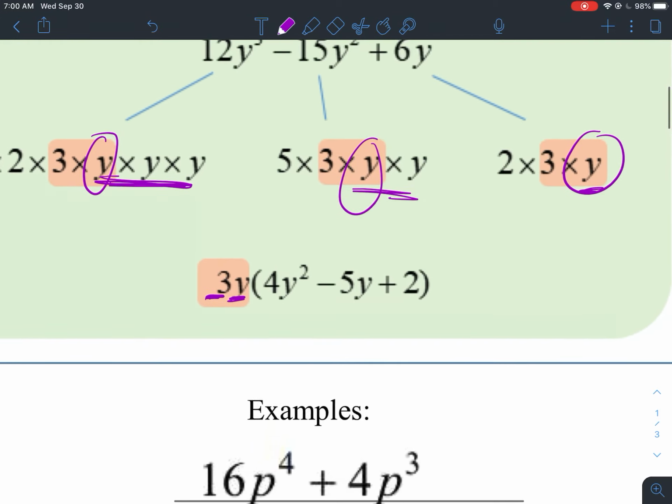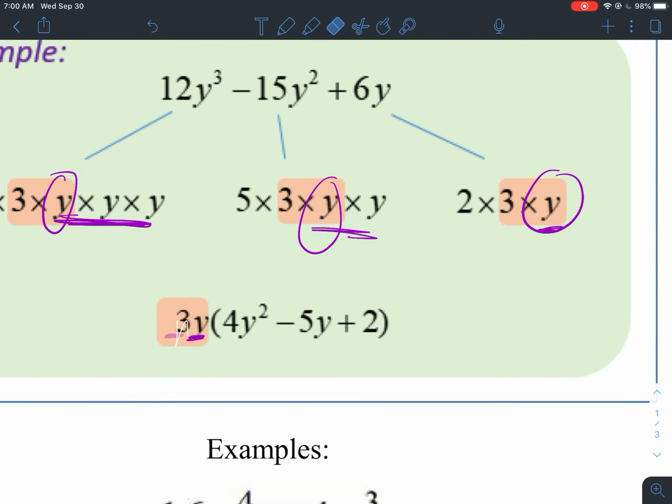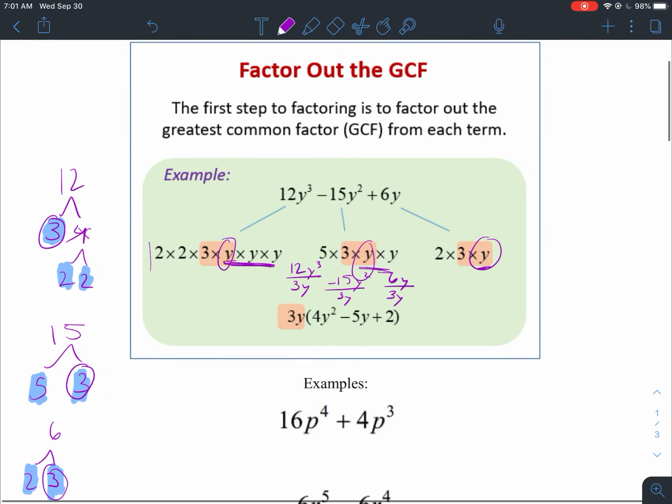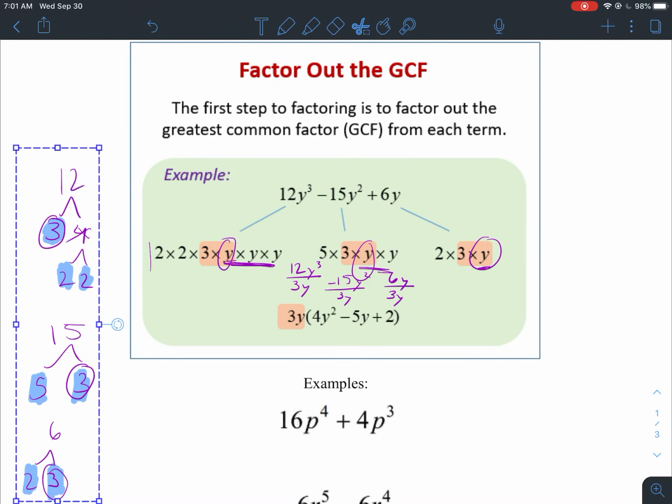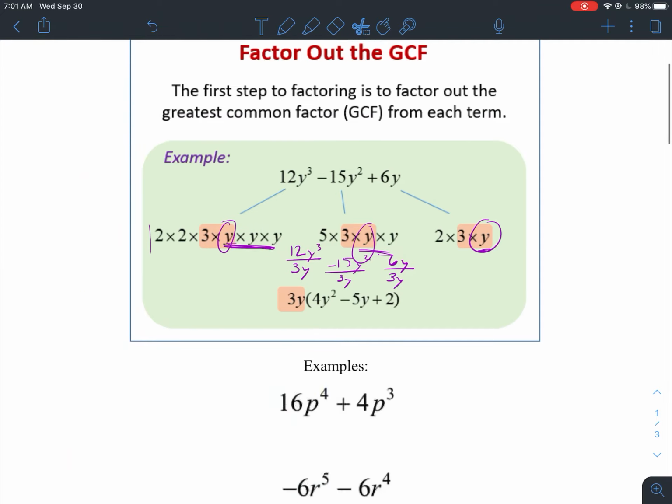When you do that, you have to factor those terms out of what you had. So essentially, I did 12y to the third divided by 3y, and that's how I got my 4y squared. I did negative 15y squared divided by 3y, and I got negative 5y. I did 6y divided by 3y, and I got 2. So once you identify that greatest common factor, you have to go through and actually pull it out of each term. Let's go ahead and try an example.